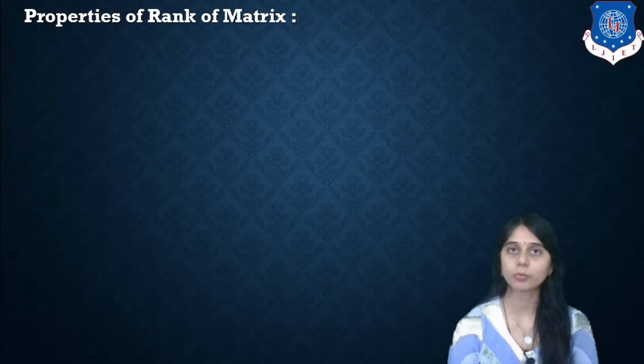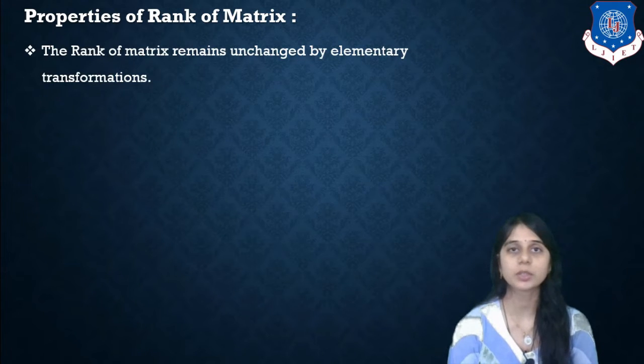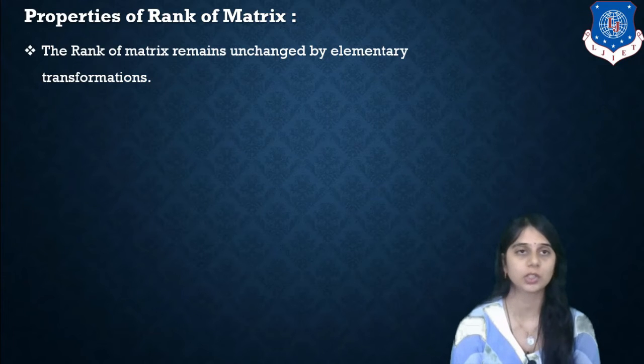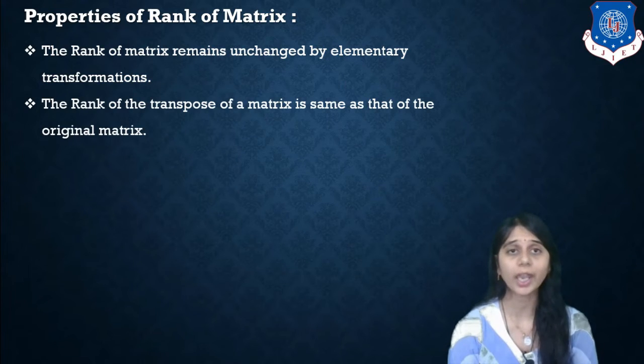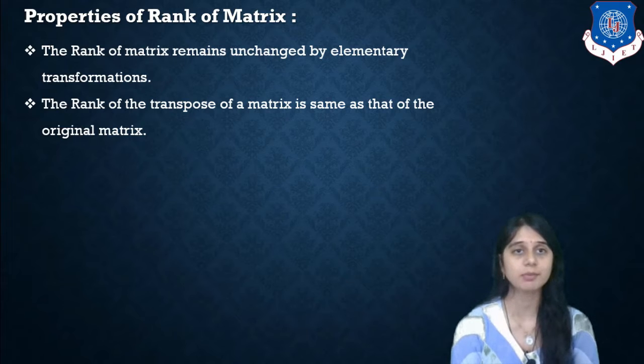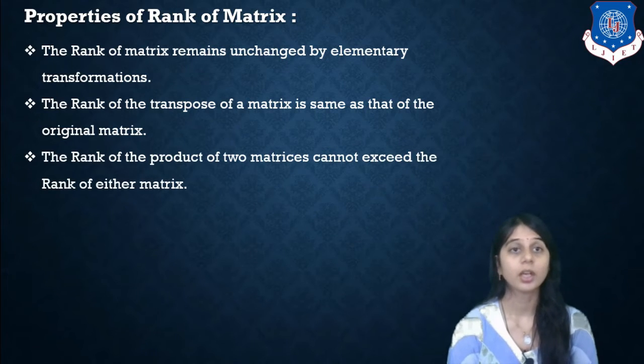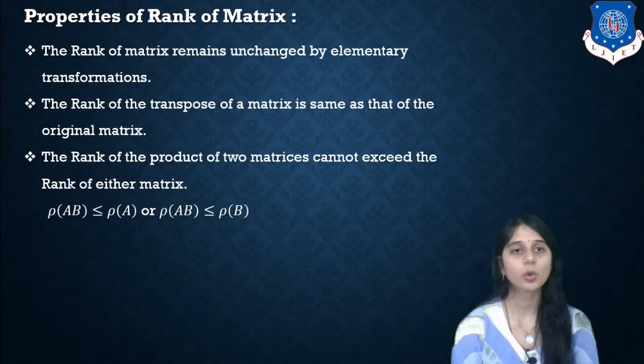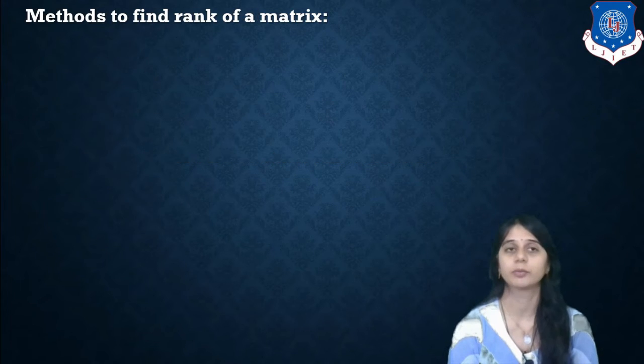Now, properties of the rank of a matrix. The rank of a matrix remains unchanged by elementary transformation. The rank of the transpose of a matrix is the same as the original matrix. The rank of the product of two matrices cannot exceed the rank of either matrix. That means ρ(AB) is less than or equal to ρ(A), or ρ(AB) is less than or equal to ρ(B).